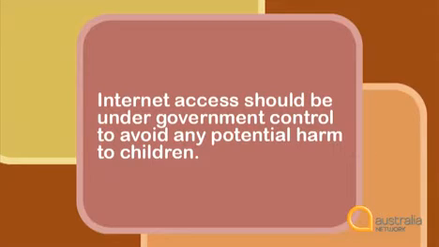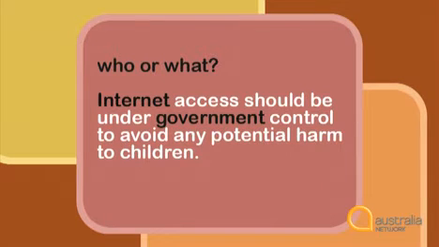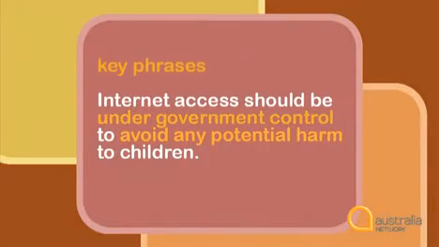Let's look at another question. Internet access should be under government control to avoid any potential harm to children. Who or what must you write about? The internet, government, and children. Now highlight other key phrases. Under government control. Avoid any potential harm.